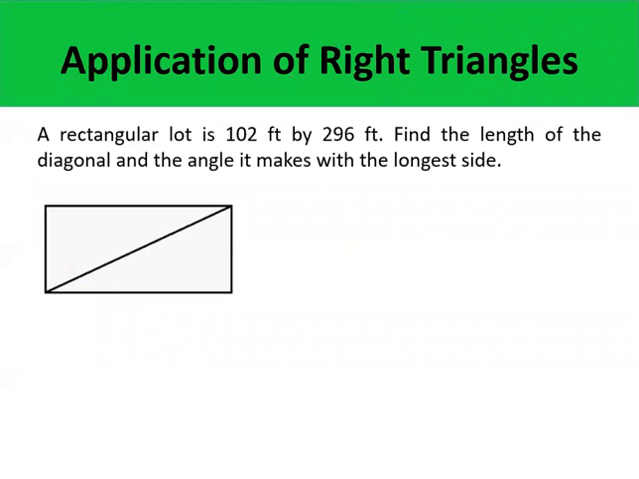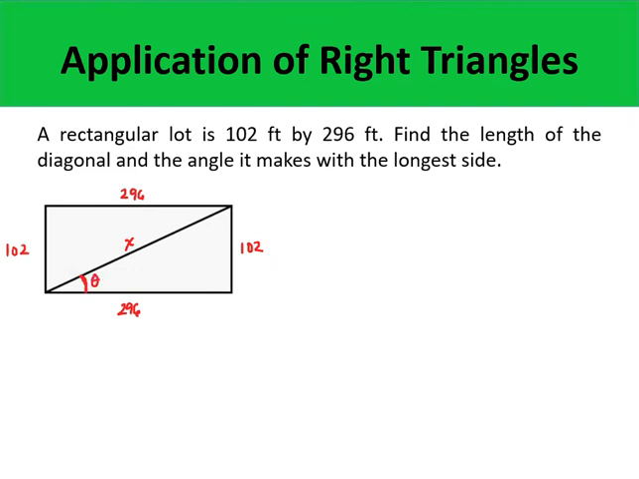Okay, and then let's have another example. A rectangular lot is 102 feet by 296 feet. Find the length of the diagonal and the angle it makes with the longest side. So based on the measurements of the rectangle, we can say that this side is 102 feet. This side is also 102 feet, but the other side is 296, and the side parallel to it is also 296 feet. So we want to know the length of the diagonal and the angle that it makes with the longest side. So the angle that it makes with the longest side will be this angle.